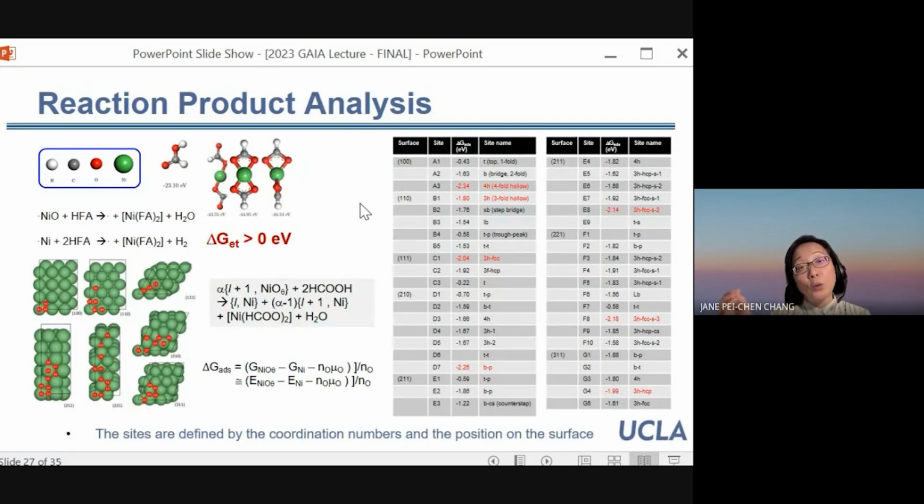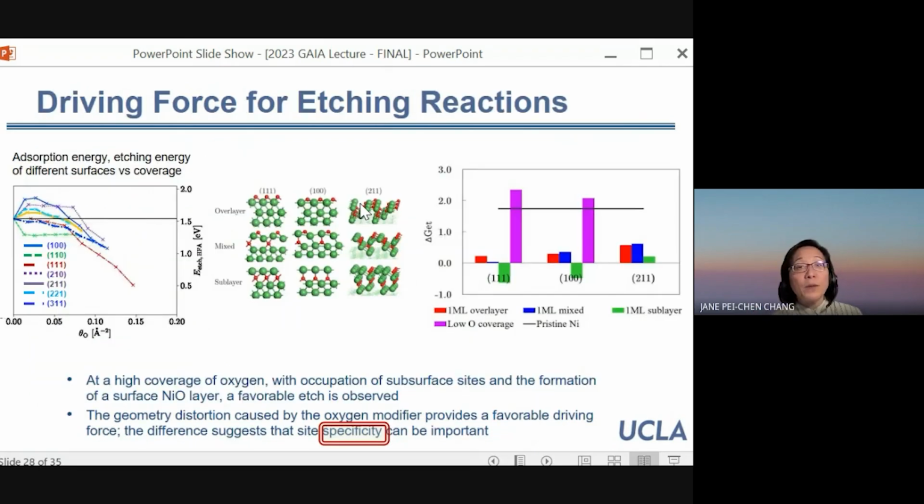We look at the potential reaction product that we can form, and then we calculate the energy of the reactions to see if this particular process might happen. This type of first principle calculation can help us determine what might be the driving force to enable this nanoscale patterning. In this particular case, it was clear that in order for this reaction to happen, you have to have oxygen species incorporated into the sublayer of the nickel.